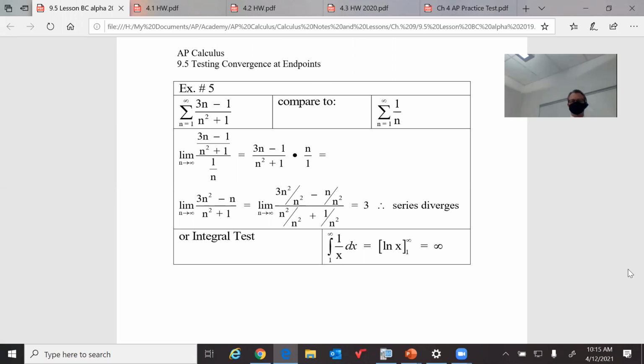Something we know diverges. This thing is bigger than that, so it necessarily diverges. All right.